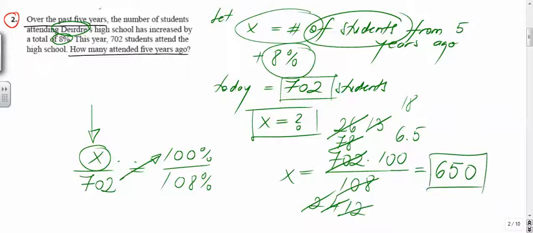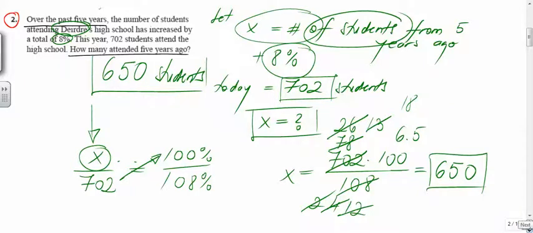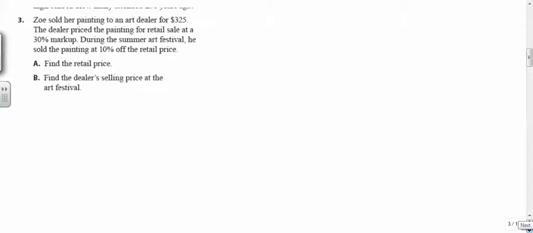Okay? And this is the answer, 650 students were in attendance 5 years ago. And I hope it makes sense. Let me know if I made any mistake. Moving on to the next problem.